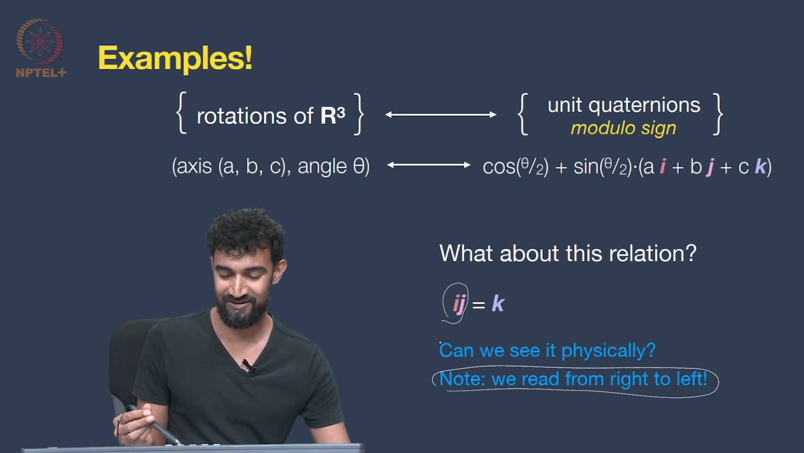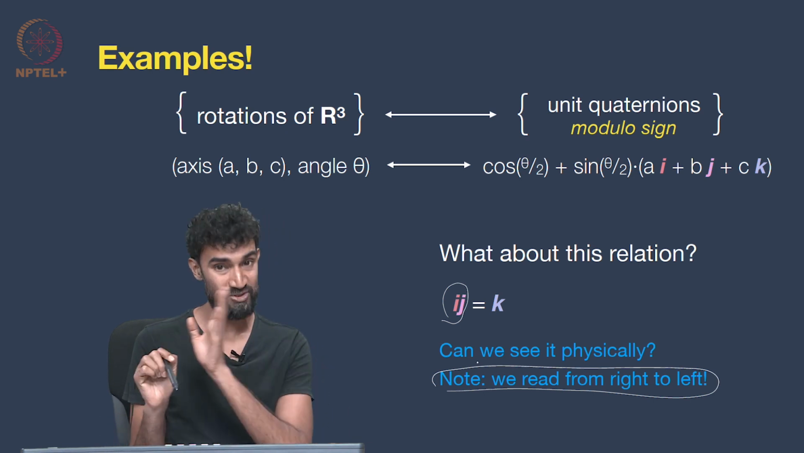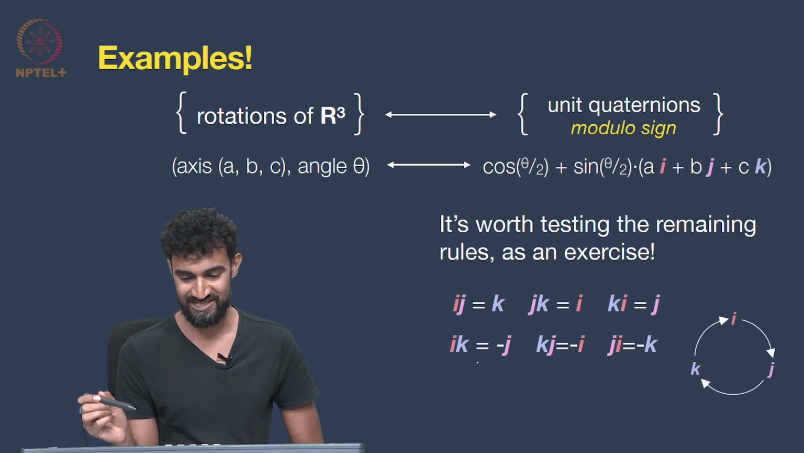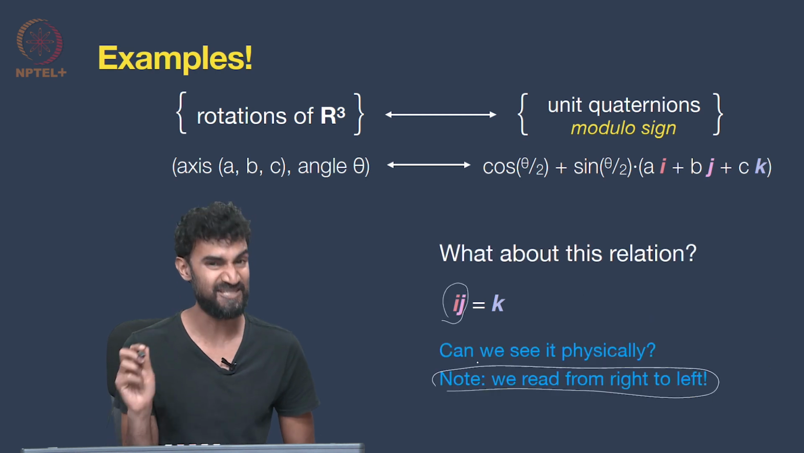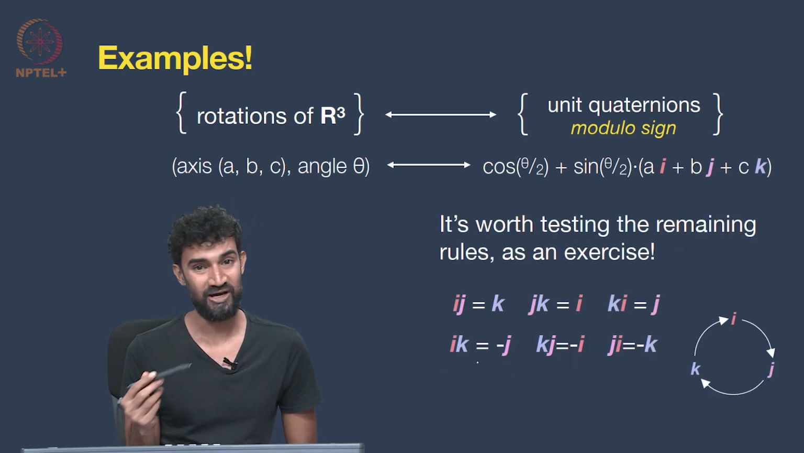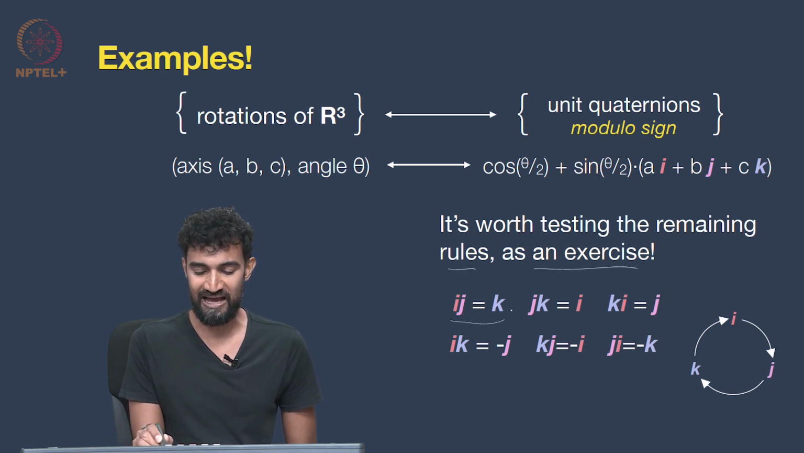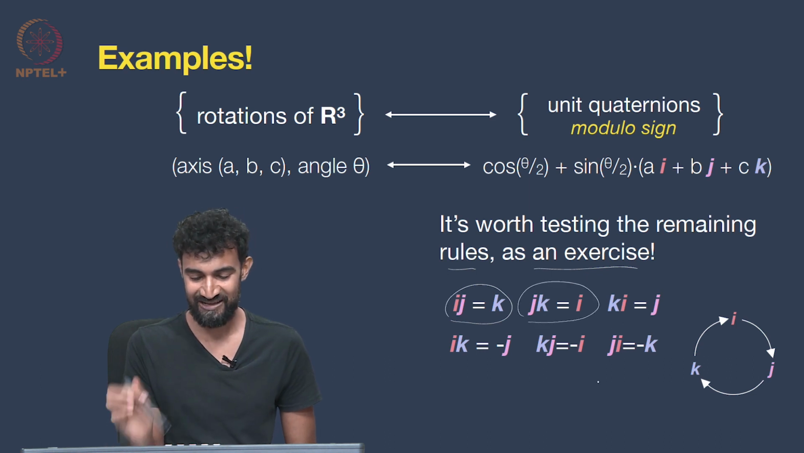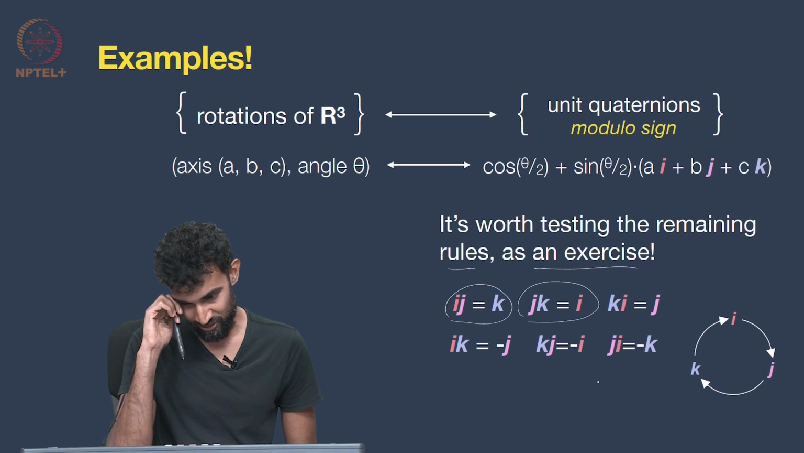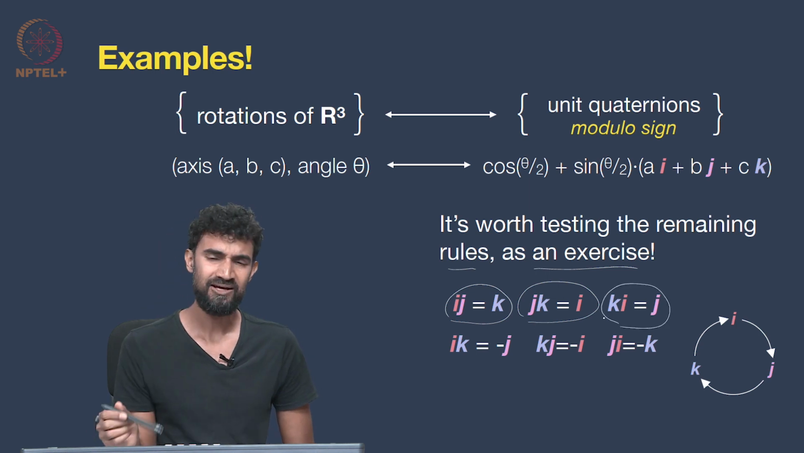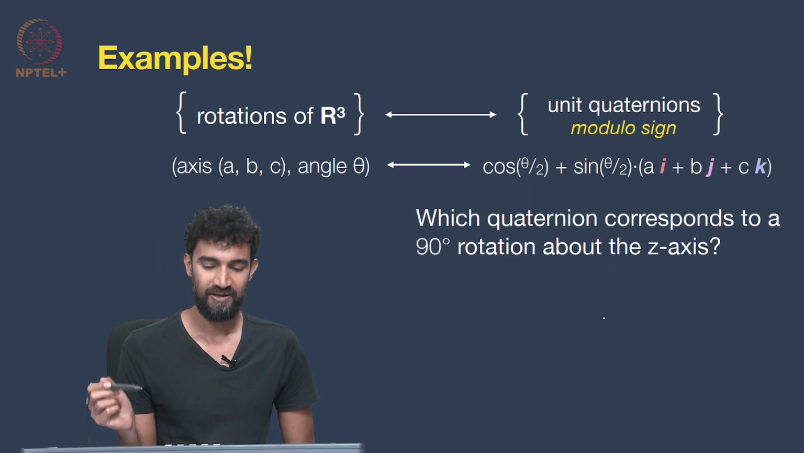But going forward, we have to be very careful to always read from right to left, because when we look at rotations that are less than 180 degrees, it's going to matter a lot. Things are not going to commute anymore. So it's worth testing the remaining rules just as an exercise. We just did ij equals k, but just for fun, you can try out jk equals i, or you can try ki equals j. So I'll leave that as an exercise.